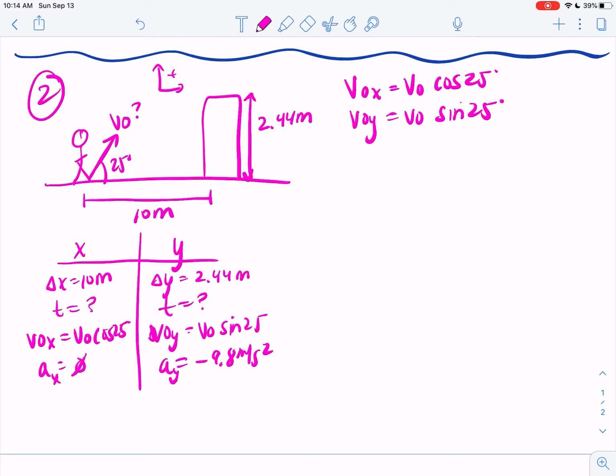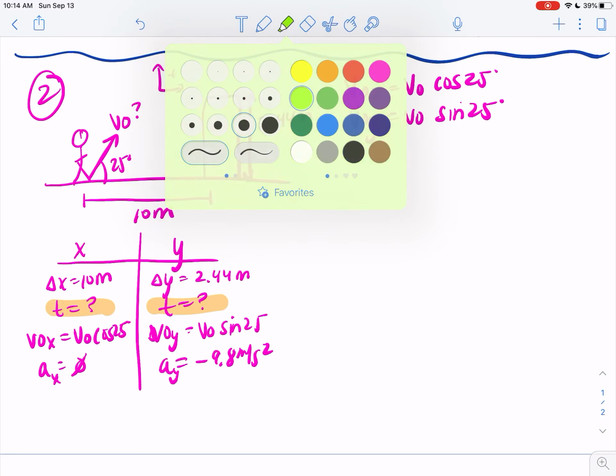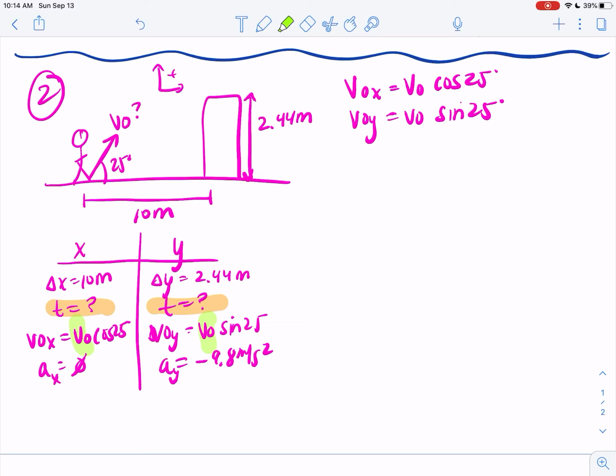Okay, so the thing that's the same between both, right? The time is the same between both, and the V naught is the same between both. Okay, so as you can see here, we have 2 unknowns, which means that we will require 2 equations to solve for it. And lucky for you, we have an x and a y. Okay, so that's probably where this is going.